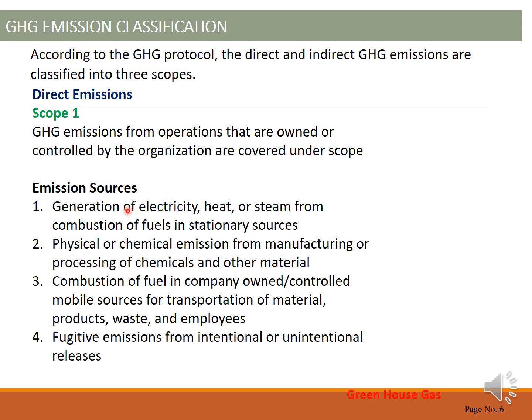Emission sources: first, generation of electricity, heat or steam from combustion of fuels in stationary sources within the organization. Physical or chemical emissions from manufacturing or processing of chemicals and other material. Combustion of fuels in company owned or controlled mobile sources for transportation of material, products, waste and employees. Fugitive emissions from intentional or unintentional releases.